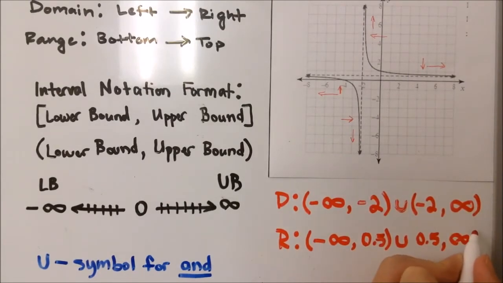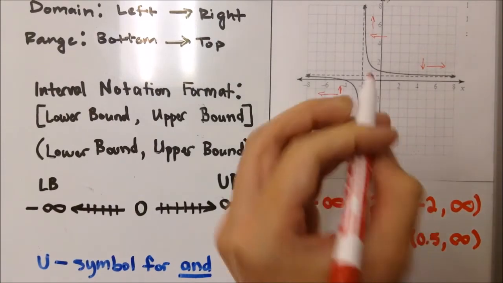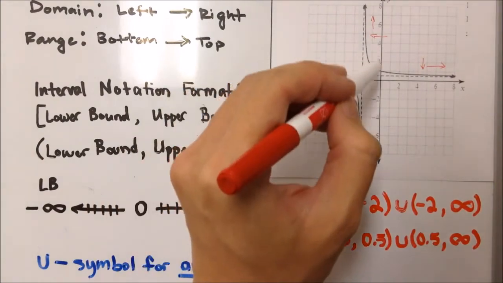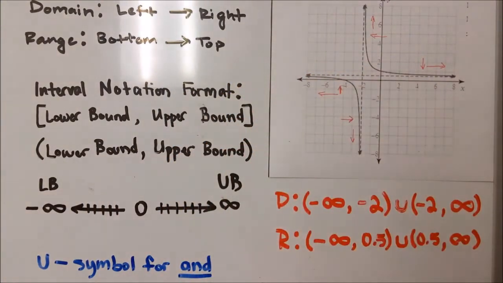And again, both of these use parentheses, because when it comes to an asymptote, it's going closer, closer, closer to 0.5 but never crosses or touches, so that's why we don't use bracket. So our range is negative infinity to 0.5 and 0.5 to infinity. So here's our domain and range for our third example.